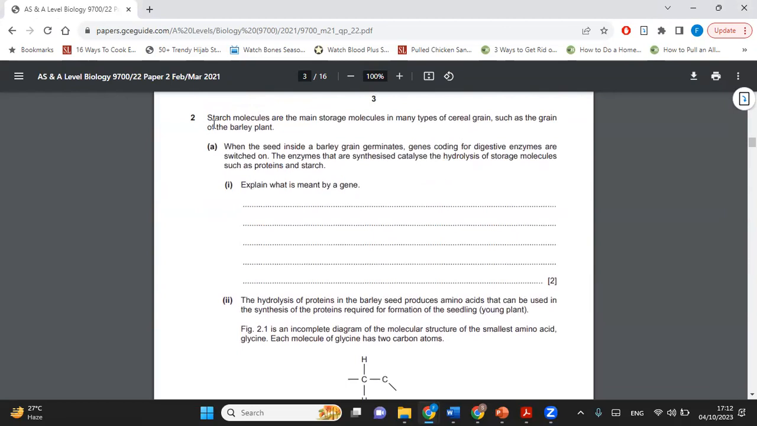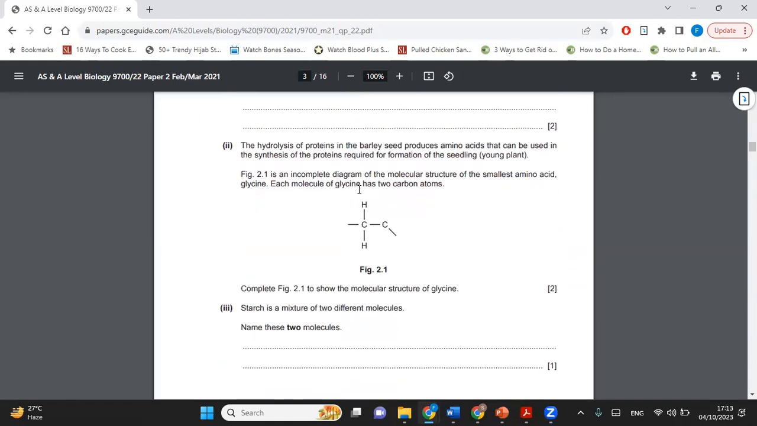The question is saying starch molecules are the main storage molecules in many types of cereal grain, such as barley plant. When the seed inside a barley grain germinates, genes coding for digestive enzymes are switched on. The enzymes that are synthesized catalyze the hydrolysis of storage molecules, such as proteins and starch. So, first, explain what is meant by gene. We're going to leave that because we haven't done that topic yet.